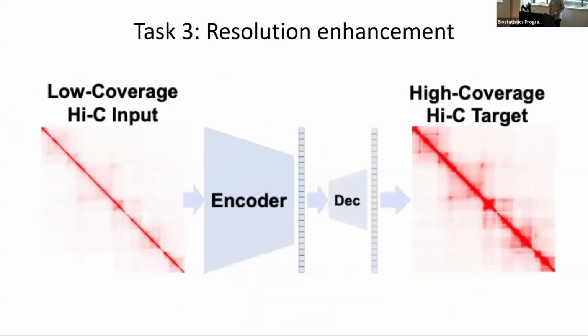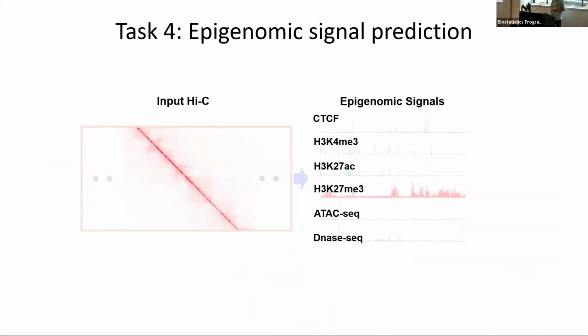Similarly, you can do resolution enhancement the same way. Like in a spy movie, you're zooming in on the license plate and you click enhance, and you can finally read it. We'd like to be able to enhance it and find out where the loops are or the domain boundaries and so on. And again, you do a similar kind of trick: you pretend to downsample, and then you try to get back to the original full data set.